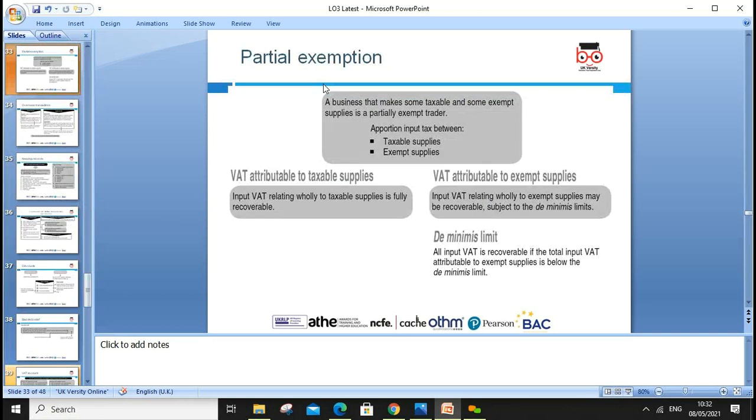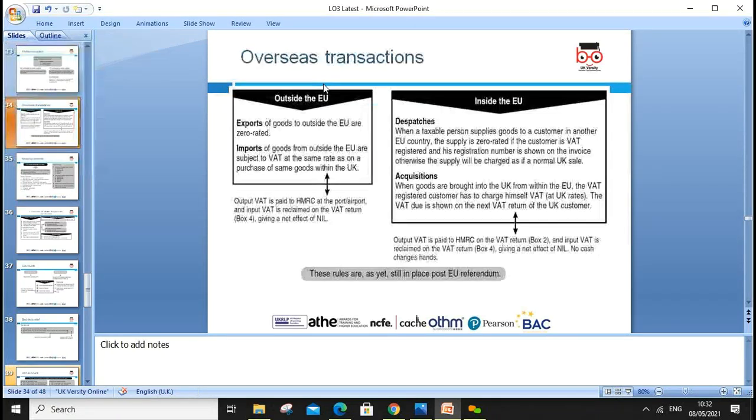Okay, the partial exemption can be a business that makes some taxable and some exempt supplies, split between the taxable supply and exempt supply. The VAT attributable to the taxable supply, input relating wholly to the taxable supply, is fully recovered, and the VAT attributable to exempt supply, input related wholly to the exempt supply, may be recovered subject to the de minimis limit. Do we know the de minimis limit? £650. That's what we can go through.